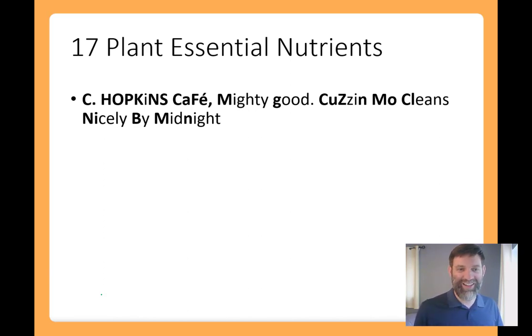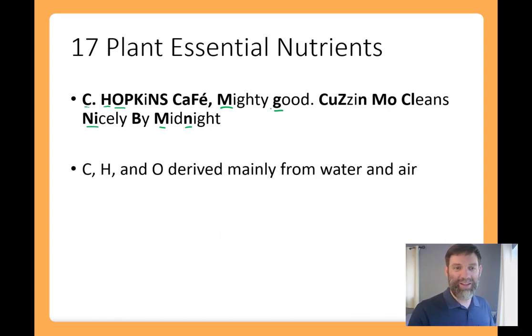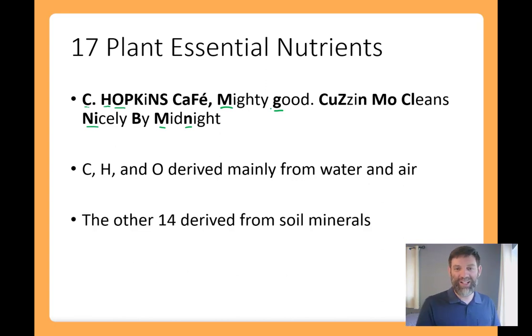I've bolded the chemical symbols for each of the 17 nutrients here. So we've got carbon, hydrogen, oxygen, etc. Ni for nickel, Mn for manganese, Mg for magnesium. So 17 essential nutrients. If you look at that list, the first three, CHO, those mainly come from water and air. We've got CO2 and H2O. Those are sources for those elements for plant growth. But everything else, the other 14, primary source is soil minerals.